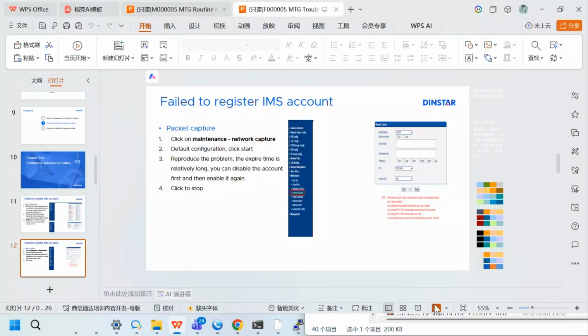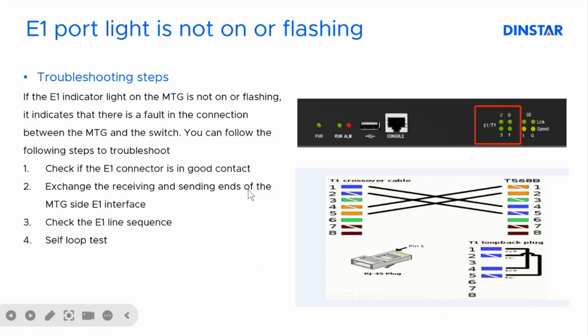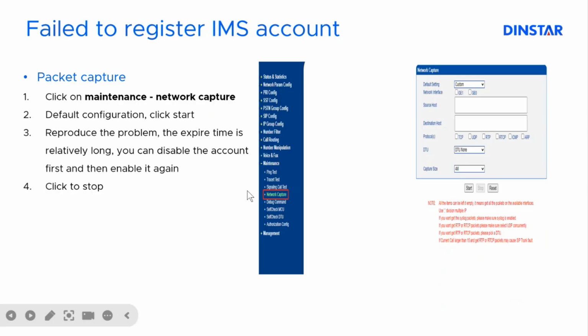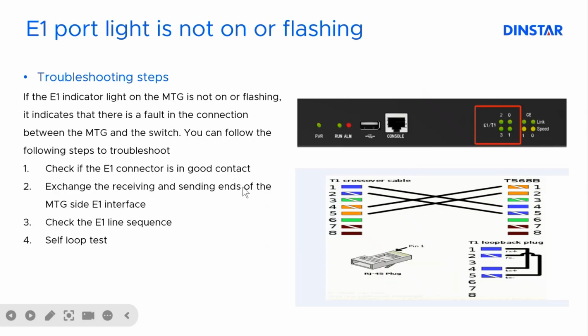Okay, let's get back to the PowerPoint. The next fault will be the E1 port indicator not on or not flashing. This means the, or we can say, first check that the E1 cable connection is tight.